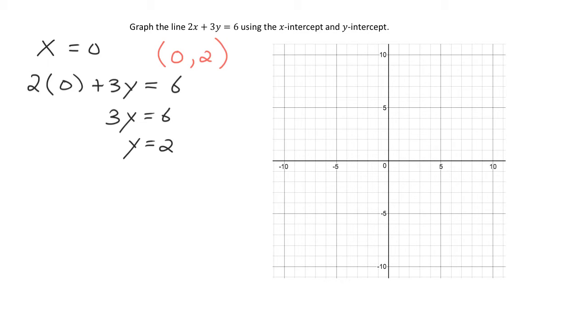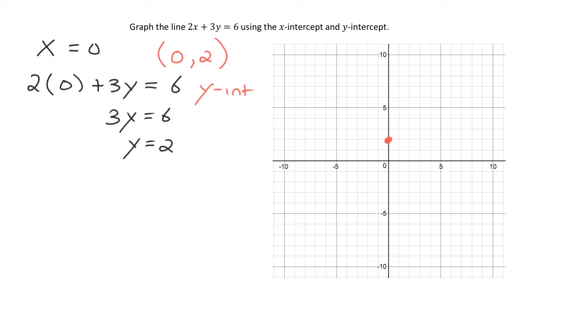I'm going to plot this. Okay, 0, 2. That means I start at 0, 0. I'm not going left or right, but I do go up 2 places here. The point I just found is the y-intercept. If you let x equals 0 and solve for y, that point has got to be the y-intercept. If we want to graph this line, we just need one other point.